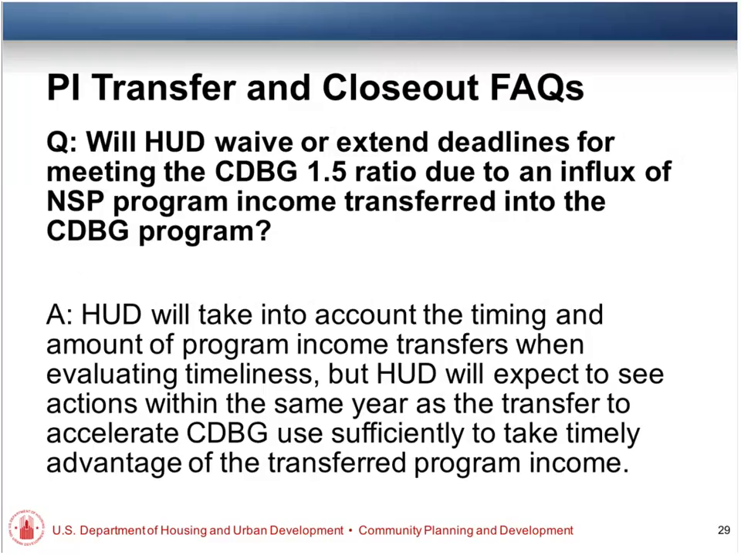Well, so we've talked a little bit about this. Will HUD waive or extend deadlines for meeting the 1.5 ratio because of the influx of NSP program income? We technically can't waive that, but we will work with you. In fact, we've got language in there that in the original draft said HUD can take into account. Now it says HUD will take into account, because we're putting that into a document that gives us a little flexibility there. But the bottom line is we want to see you be able to move that money in the next couple of years. And so the more convincing you can be, the more likely we are to approve a large transfer.